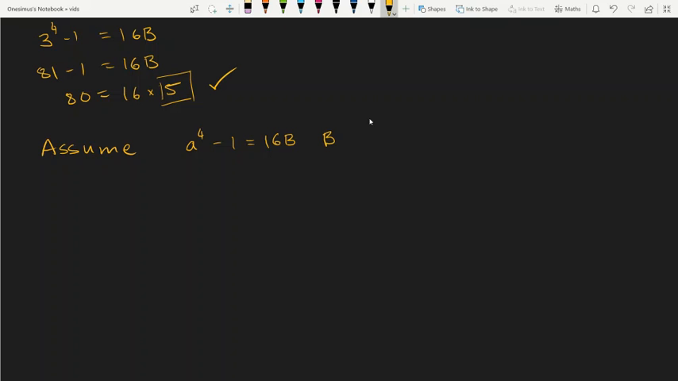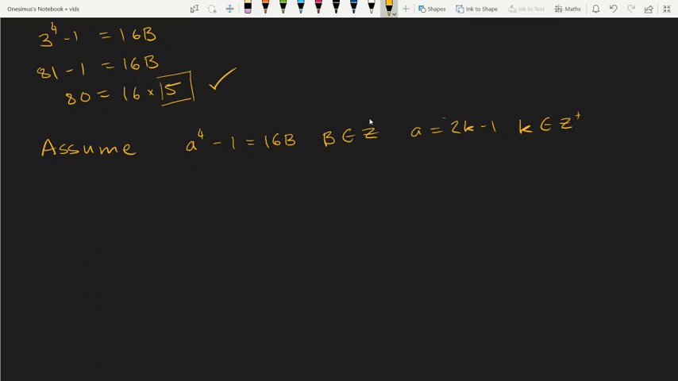B is in the reals. B is in the positive integer set, and a equals 2k minus 1, and k is a positive integer. Because of this, we can start working our way through the proof.